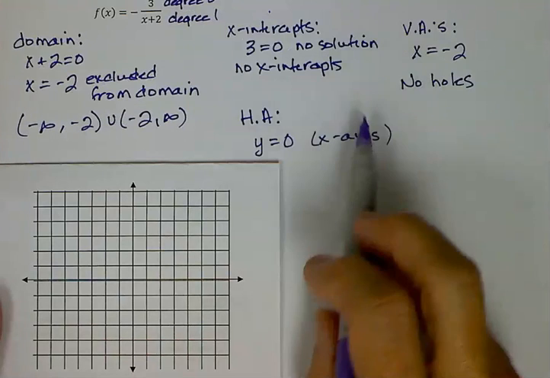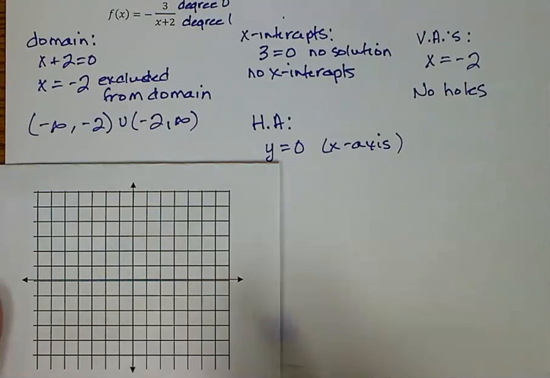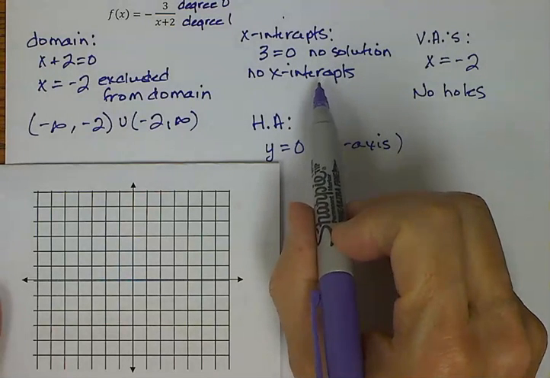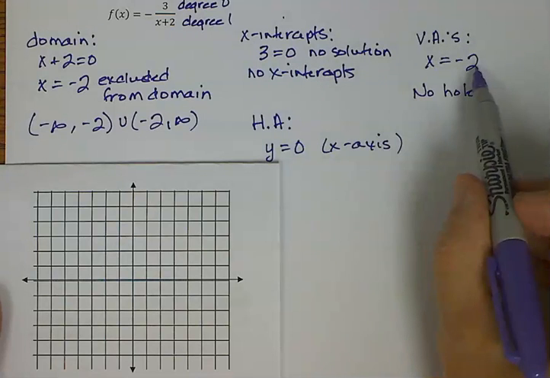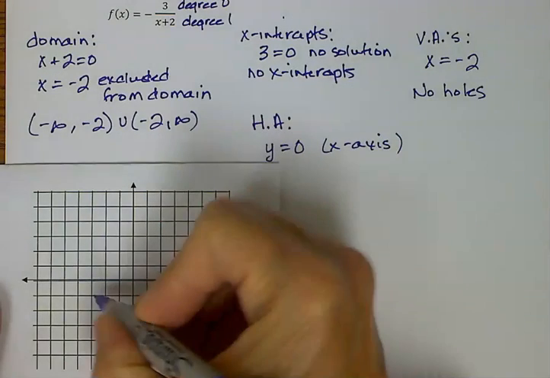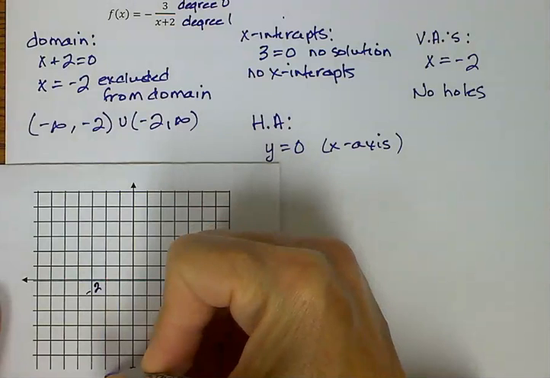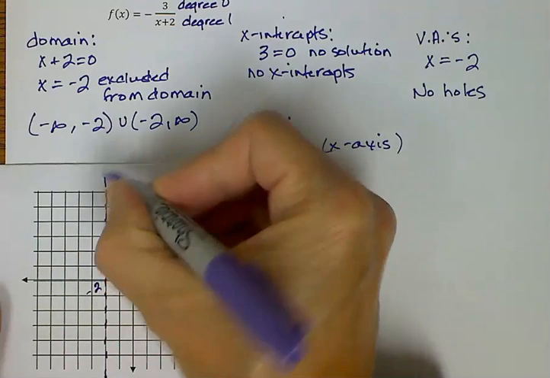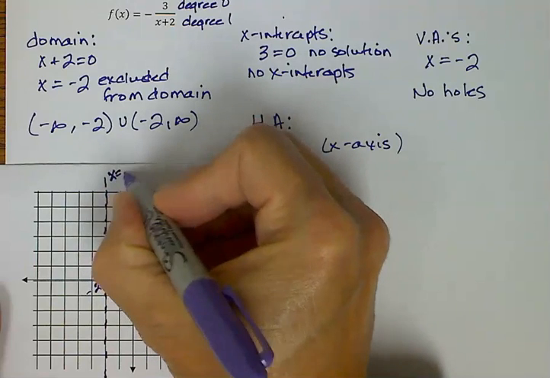I'm going to put everything I can onto my sketch before I graph the function with my calculator. So I don't have any x-intercepts to plot. I do have a vertical asymptote at x equals -2. I'm going to draw that in as a dotted line. If this is -2, then here's my vertical asymptote, and I'm going to label it as x equals -2.